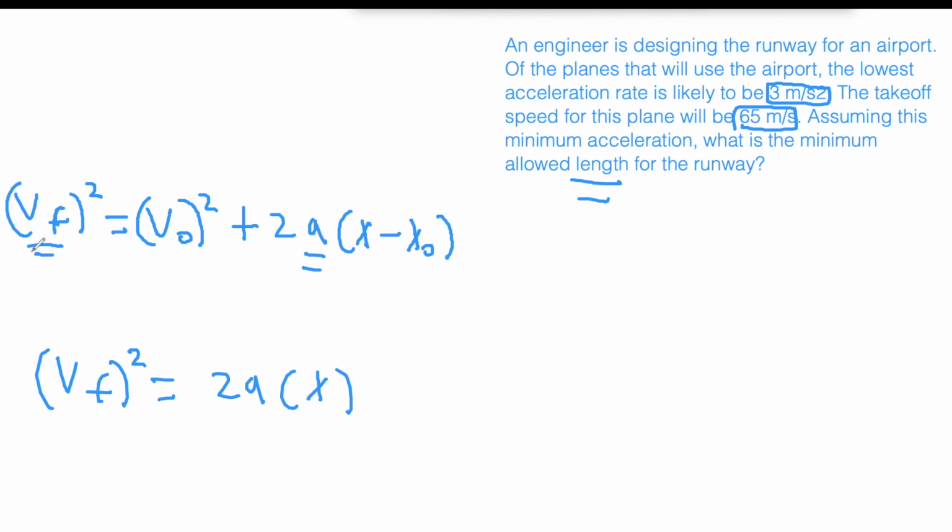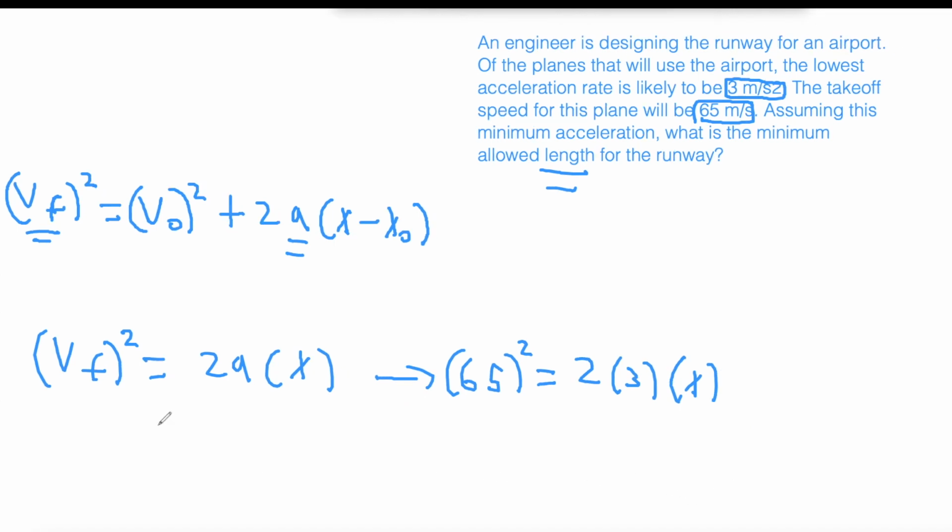So if we plug in all the values here, we have 65 meters per second. So let me draw an arrow here. We have 65 meters per second squared is equivalent to 2 times 3, and then we don't have our final displacement. That's what we want. We want the length of the runway. So that's just going to be x. Awesome. All we need to solve for is just x now.